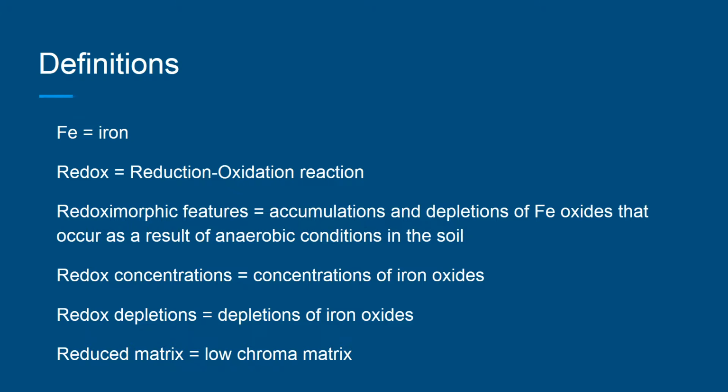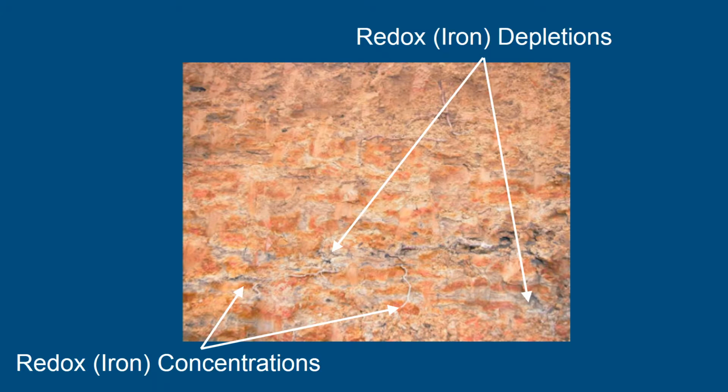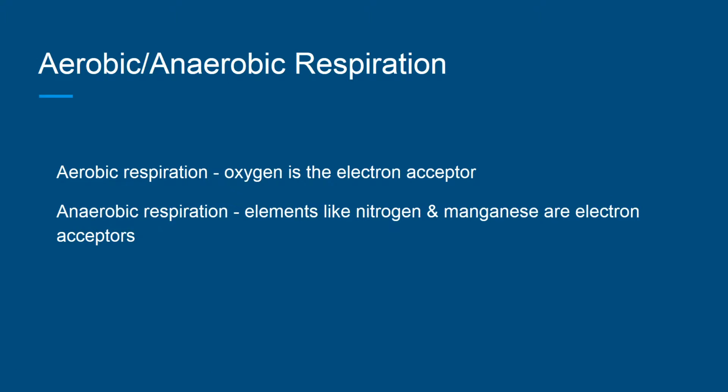Redox concentrations result from an accumulation of iron oxides. Redox depletions result from a depletion of iron oxides. Reduced matrix is the low chroma matrix that changes color when exposed to air. This picture shows areas of iron concentrations and iron depletions.